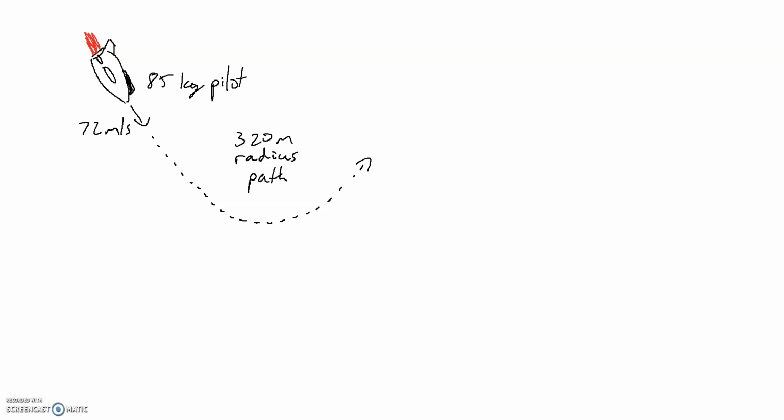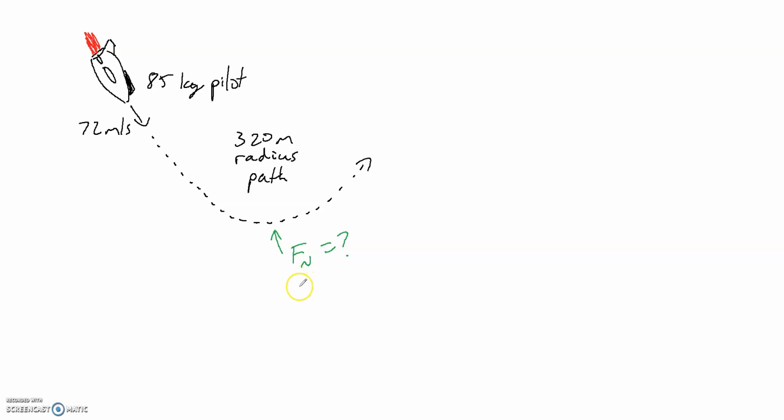We've got an 85 kilogram pilot traveling at 72 meters per second in a jet or an airplane, and he's going to swoop up, and the pathway is going to have a 320 meter radius. Now, obviously, when a pilot in a plane comes down and scoops around, they feel a lot of pressure on their body. We're going to look at it right at the very bottom of the pathway here, and find out how much force is acting on him, and that would actually be the normal force that's acting on his body.